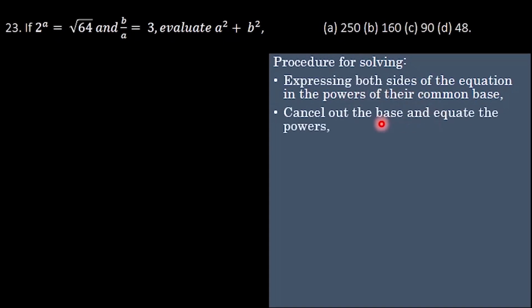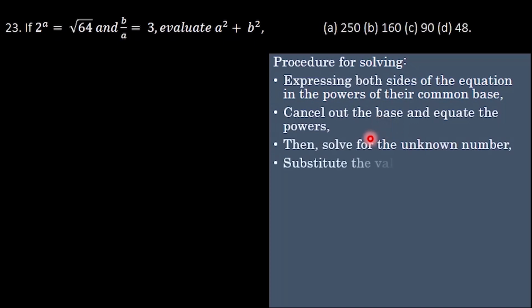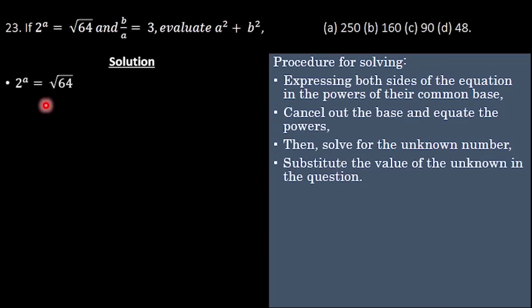Cancel out the base and equate the powers. Then solve for the unknown number. Substitute the value of the unknown in the question. Let's check the solution. This is our question. The question said we have to evaluate a square plus b square.